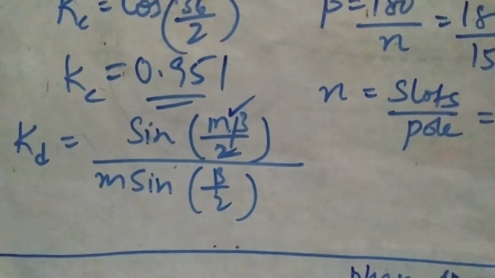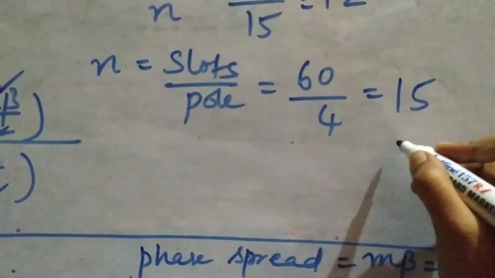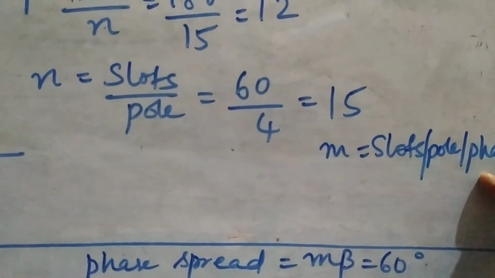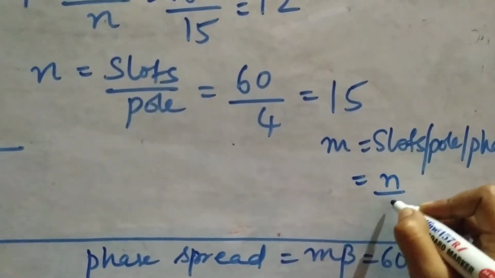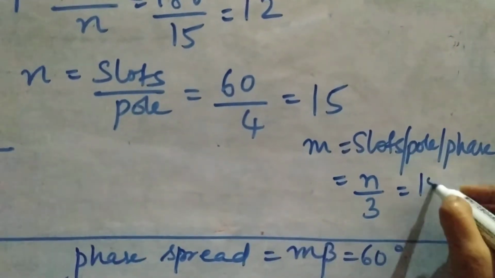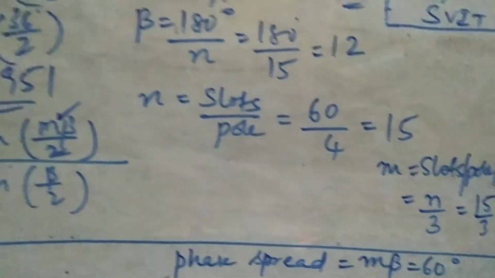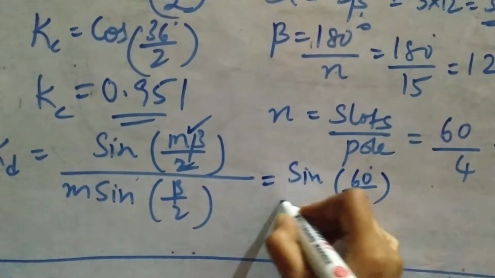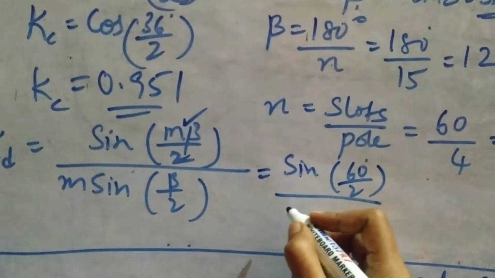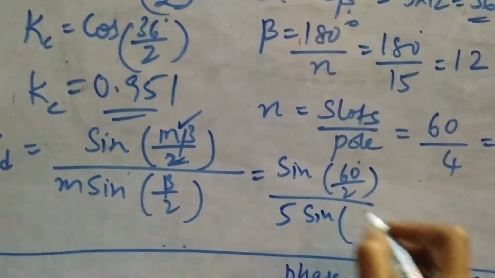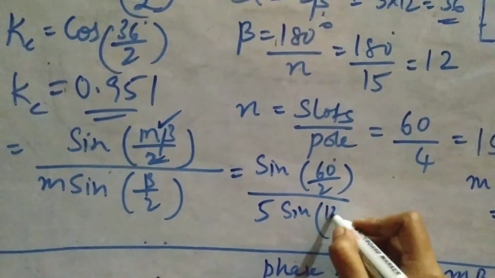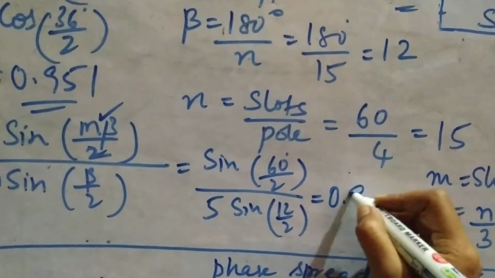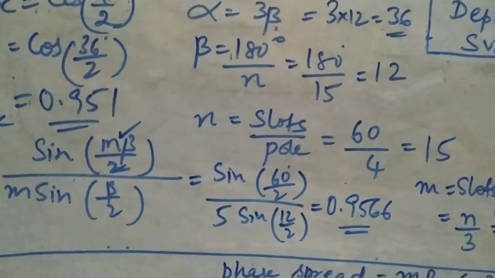But still the m is unknown for you. What is m? M is nothing but the slots per pole per phase. That is nothing but slots per pole, denoted as n, divided by phase, which is 3. So what is the value of n? 15. 15 by 3, 5. Okay. So substitute the corresponding values here. So sine of 60 degree divided by 2. M into beta they have directly given. That is nothing but a phase spread. So this is 5 into sine of beta. We got it as 12. Right. So 12 divided by 2. So it results with 0.9566. So that is the Kd value.